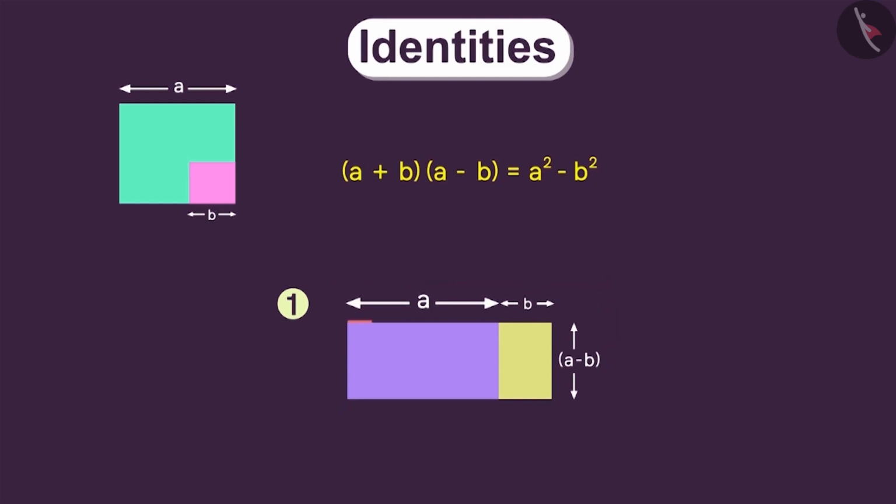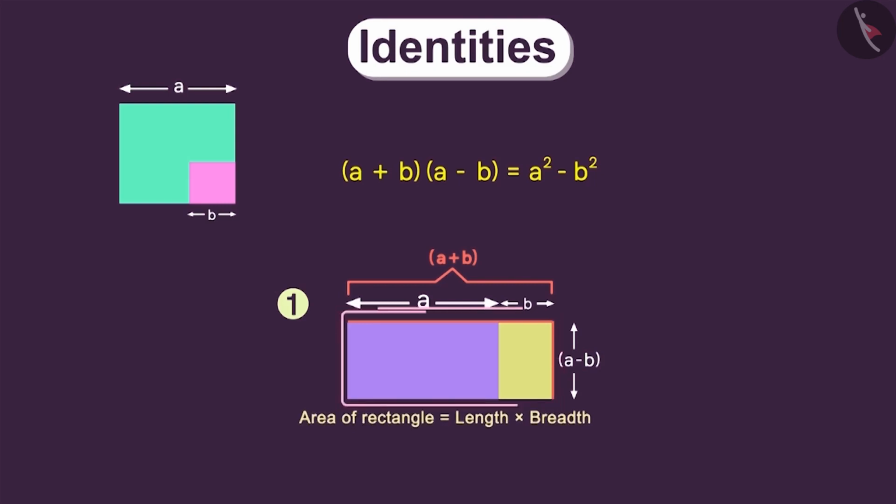The length of this big rectangle is a plus b and its breadth is a minus b. We know that the area of a rectangle is equal to its length times its breadth. Therefore, the area of this rectangle will be a plus b multiplied by a minus b. So, we get the area of this remaining portion to be this.